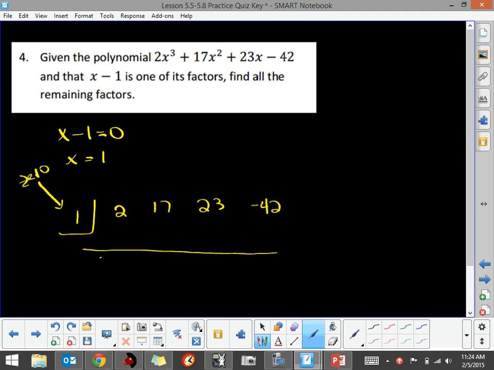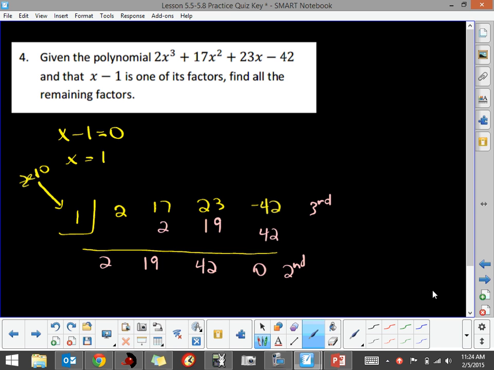So drop down your 2 and multiply it times 1, which is 2. Add it together, you get 19. 1 times 19 is 19. Add those together, you get 42. 1 times 42 is 42. Add together, you get a remainder of 0. So we started with a third-degree polynomial. Now we've got it down to a second-degree polynomial.